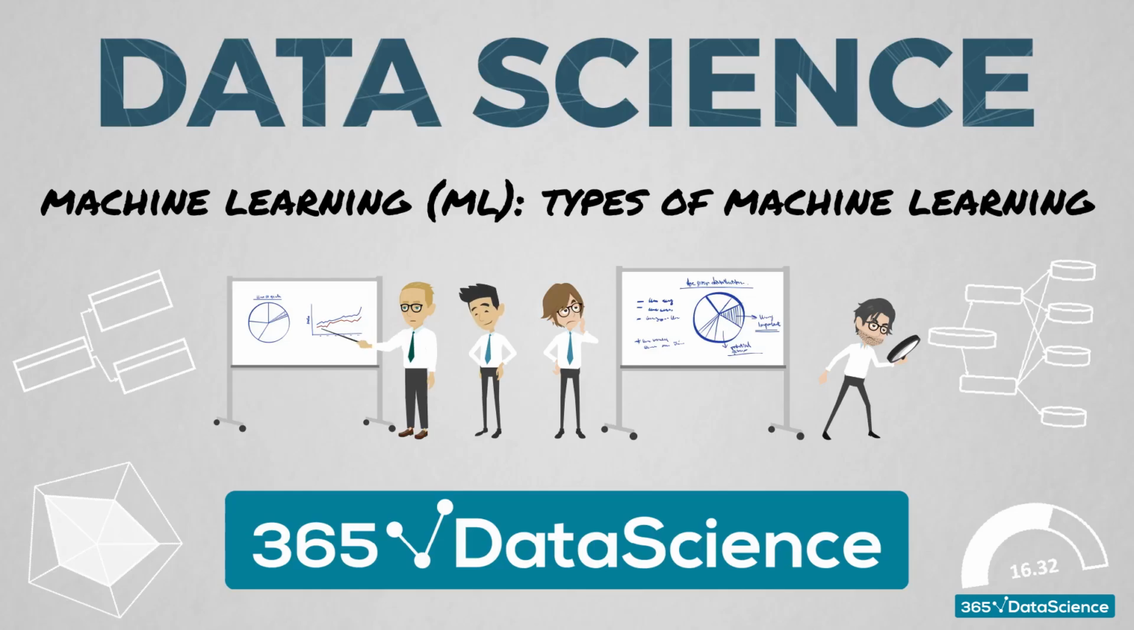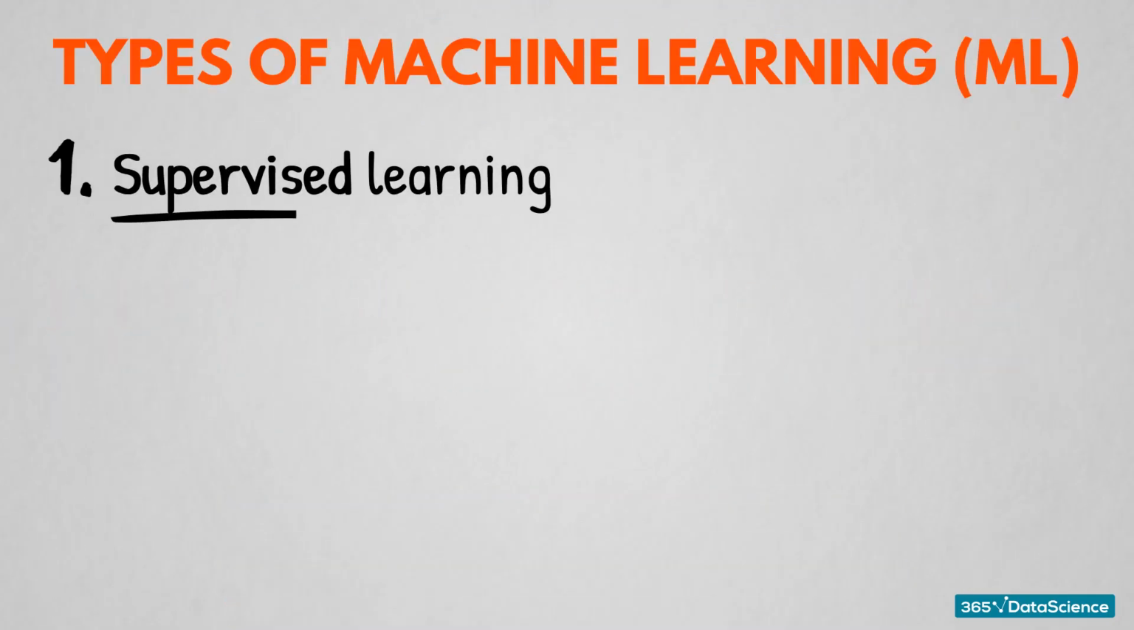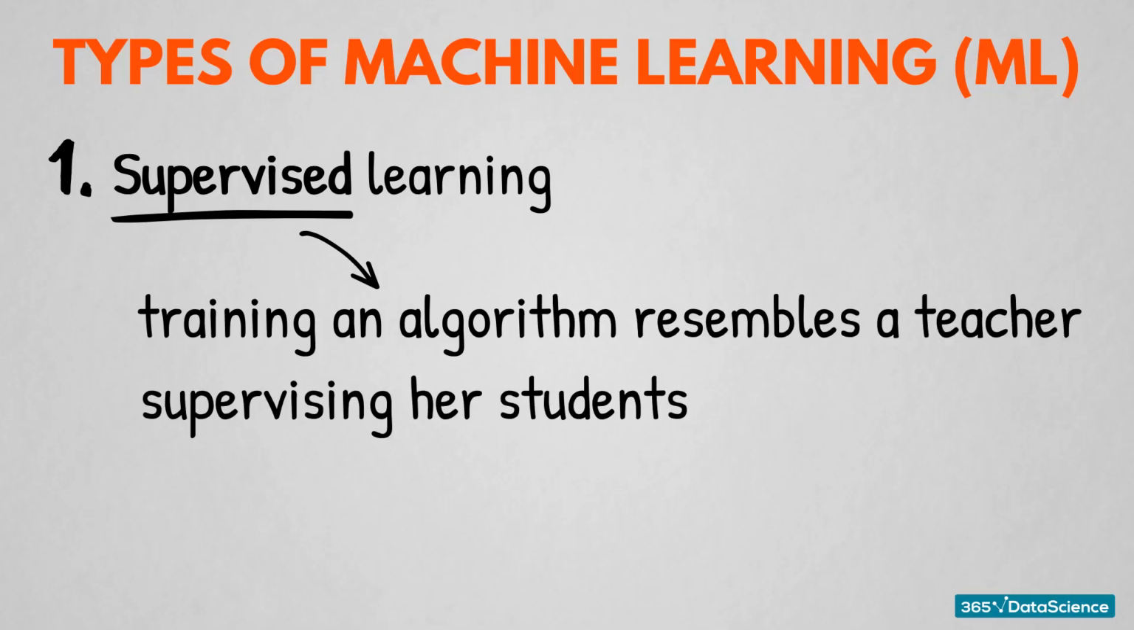There are three major types of machine learning. The most common one, applied in the majority of cases, we call supervised learning, which the robot Archer example was referring to in the previous video. Its name derives from the fact that training an algorithm resembles a teacher supervising her students.